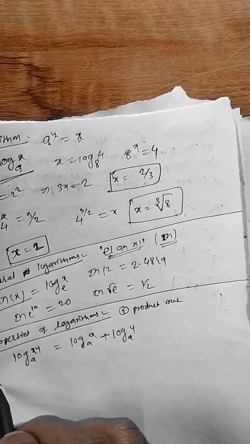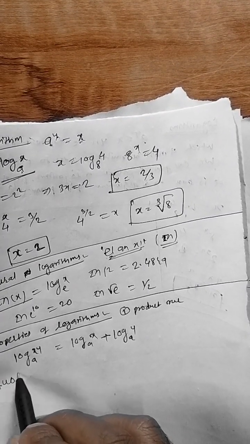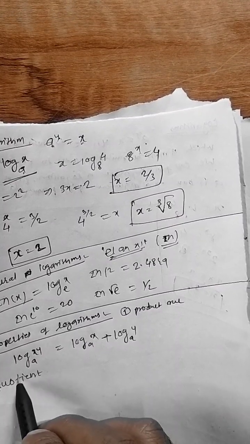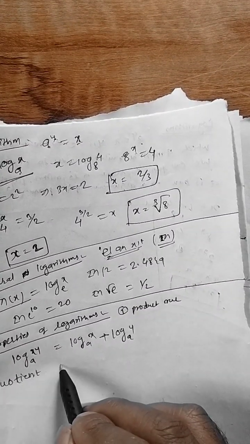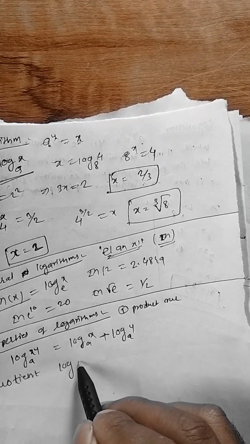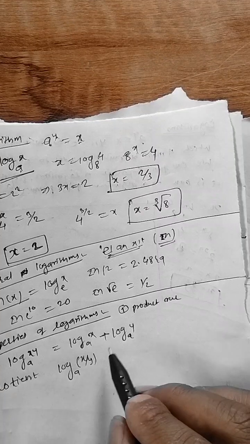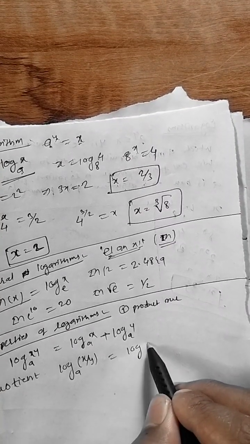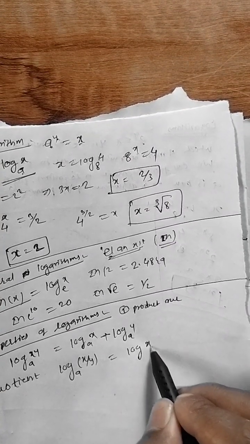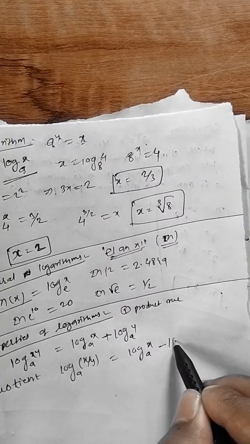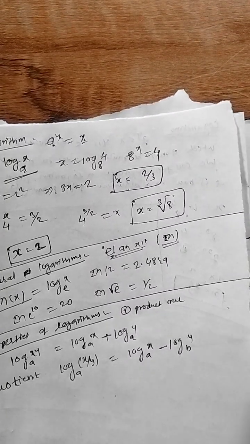Quotient rule. Log of x by y to the base a is equal to log of x to the base a minus log of y to the base a.